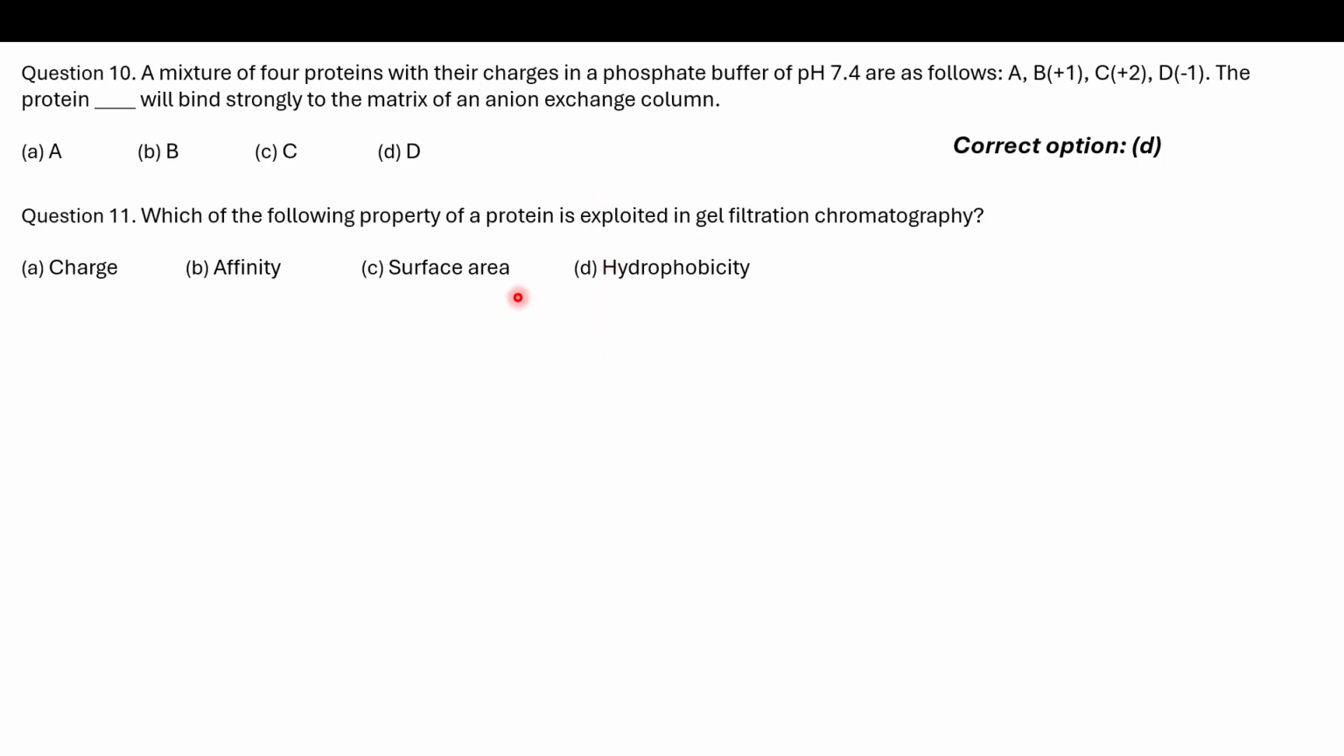Next: which of the following properties of a protein is exploited in gel filtration chromatography? This is the hydrodynamic radius, or the size.